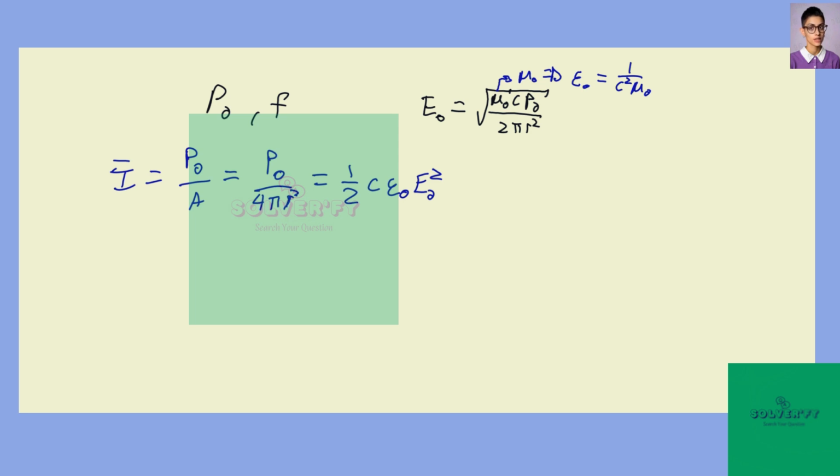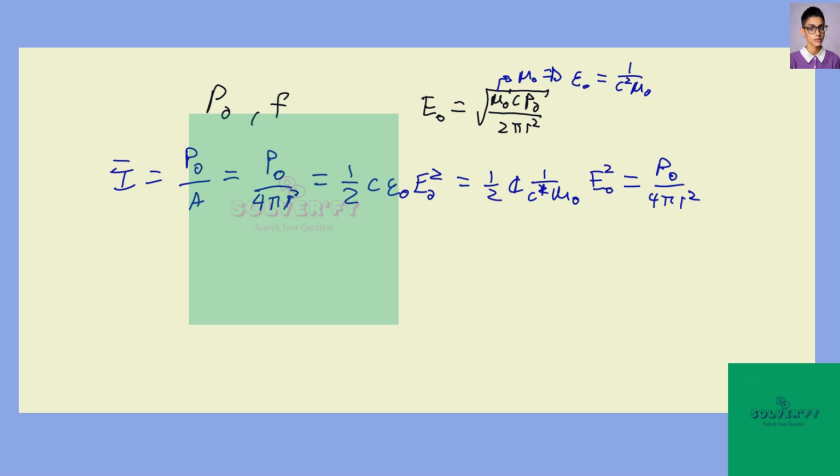So we're going to plug in here for that, and we see that we have 1/2 c times 1 over c squared mu naught, times E naught squared, and it's all equal to, again, P naught over 4 pi r squared.